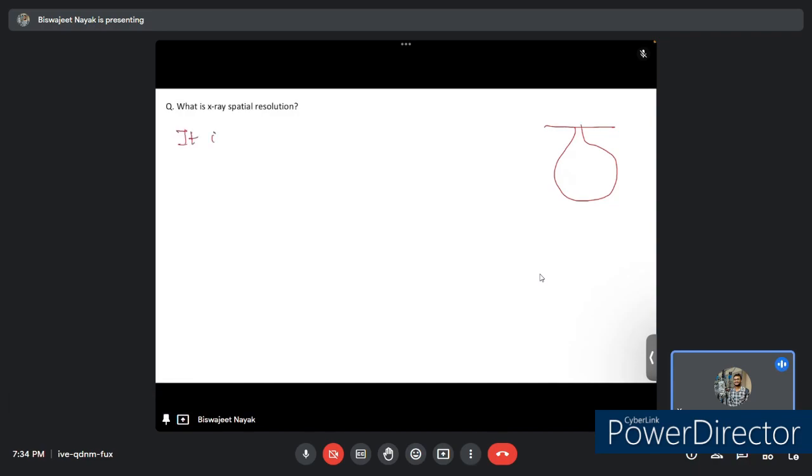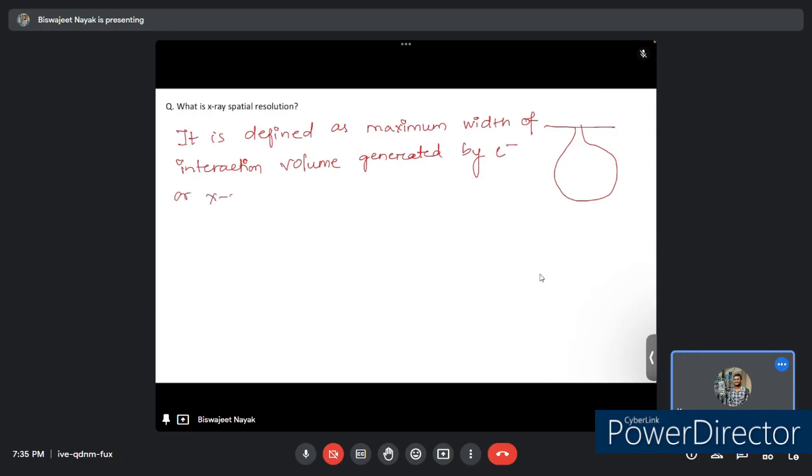So it's defined as the maximum width of interaction volume generated by electron or X-rays, projected up to the specimen surface.